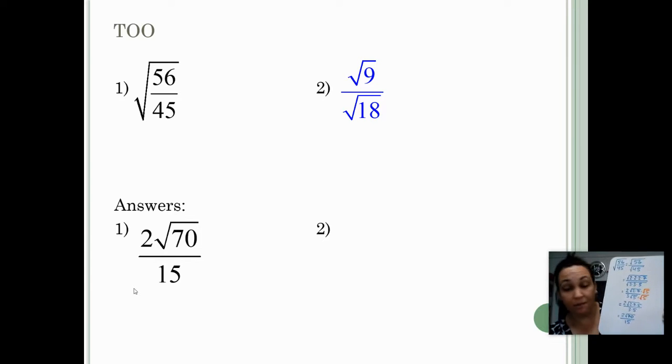As a final step, I multiplied my numbers back together, right? So all my inside numbers got multiplied, and then my 2 numbers on the bottom got multiplied, and I ended up with 70 over 15. So that's how you do number 1.